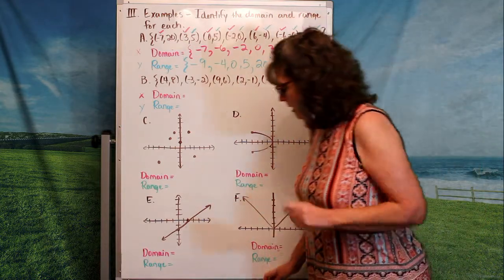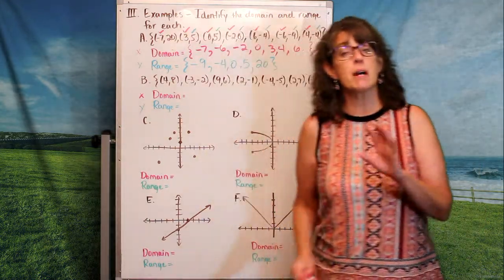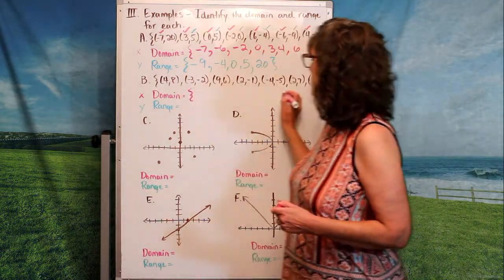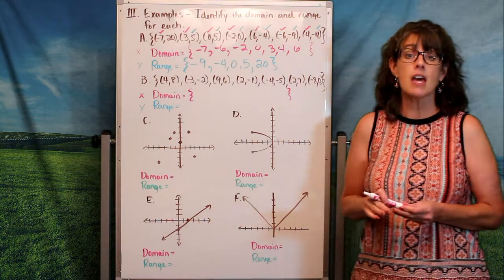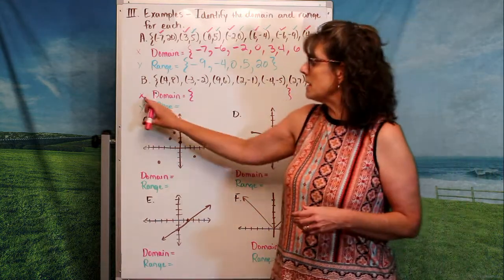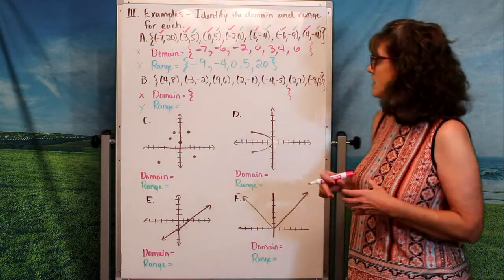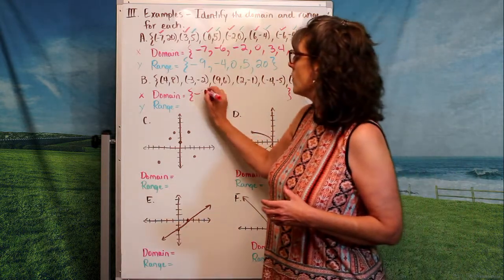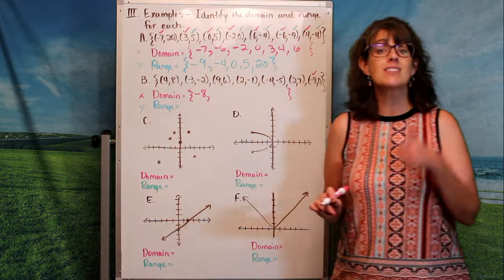Now let's take a look at the next one. Very same thing. I'm going to identify my domain, which is all the x values, and once again I'm going to list them, and I'm going to use braces to indicate this is a set. So with domain being x, I'm going to start with the smallest x that I see, and as I look through here, the smallest x is a -8, so I'll list it first. And I'm going to go in ascending order again.